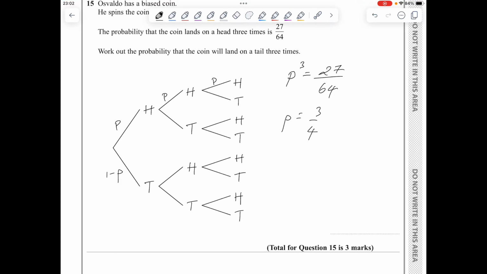Now, if P is 3 over 4, it means that 1 minus P is equal to 1 over 4. And what I require is the probability of getting 3 tails, which means I want 1 over 4 times 1 over 4 times 1 over 4. So 1 over 4 to the power of 3 gives me 1 over 64, which is my final answer.